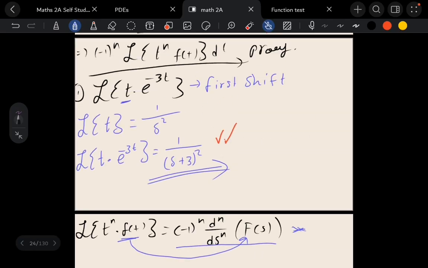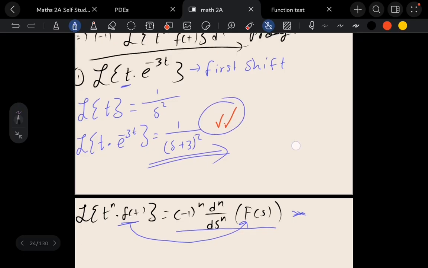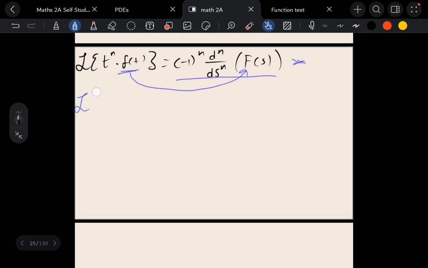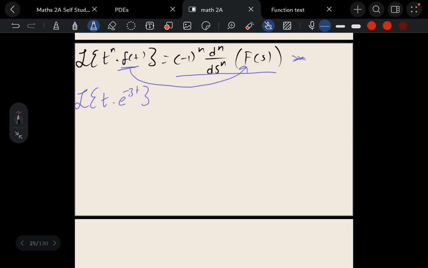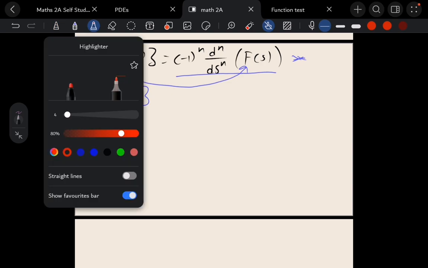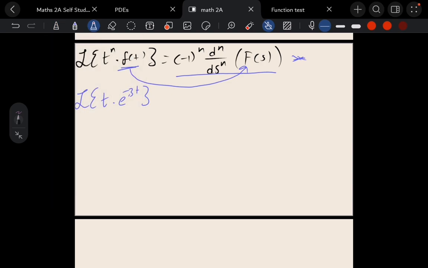So let us look at this example here. We will conclude that the answers are the same. So the Laplace transform of t times e to the power negative 3t. Now, how can we calculate this? To do it, we first need to find the Laplace transform of e to the power negative 3t. What is the Laplace transform of e to the power negative 3t? It is 1 over s plus 3.